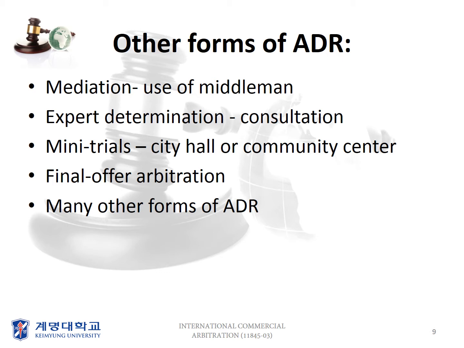Mini trials, where you can go to a city hall or community center. Next is final offer arbitration. In this particular way, both parties, the buyer and the seller, will be given an opportunity to present their suggested solution to solve the dispute. There are also other forms of alternative dispute resolution, like the community dispute resolution program and neutral evaluation, meaning they just settle it on their own.